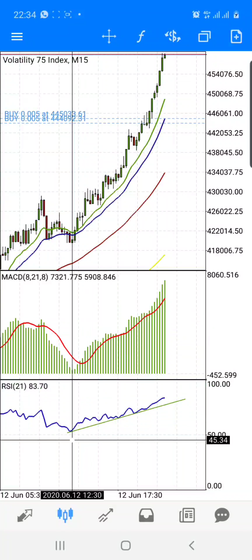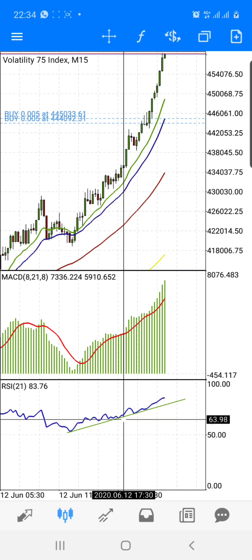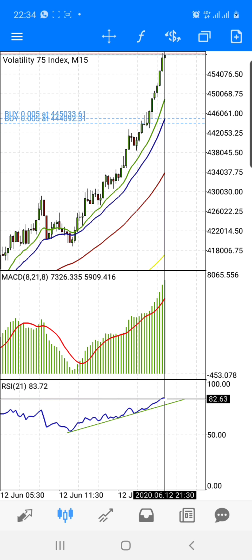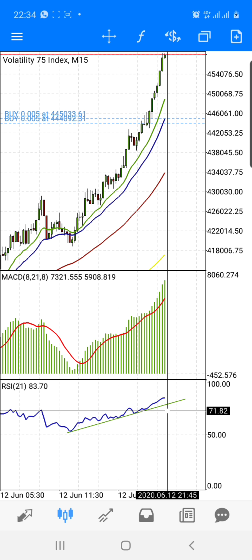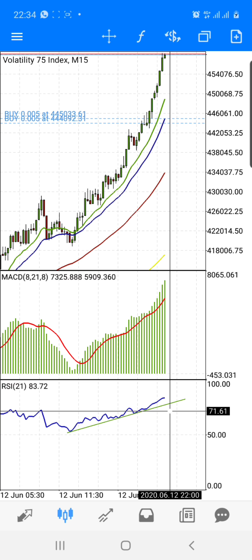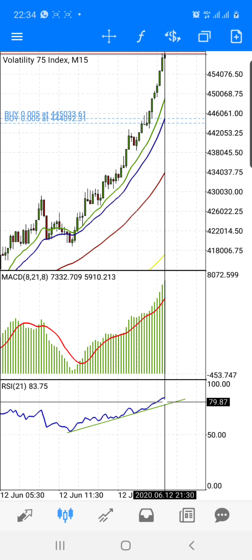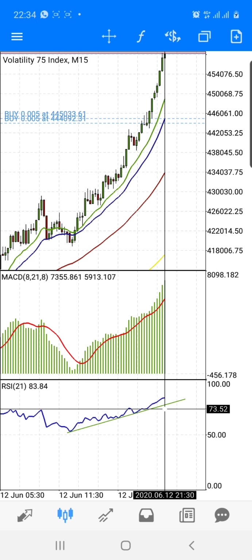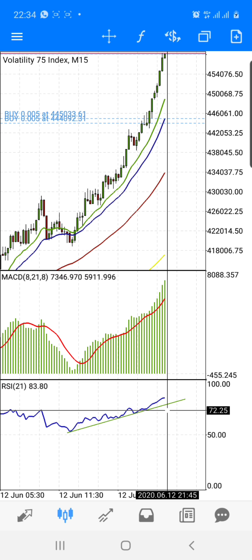So as you are seeing now, if this blue moving average, which is in the RSI, crosses this my line, you take profit. So I'm leaving this market till this blue one crosses this green. If it crosses this green, I take profit immediately.